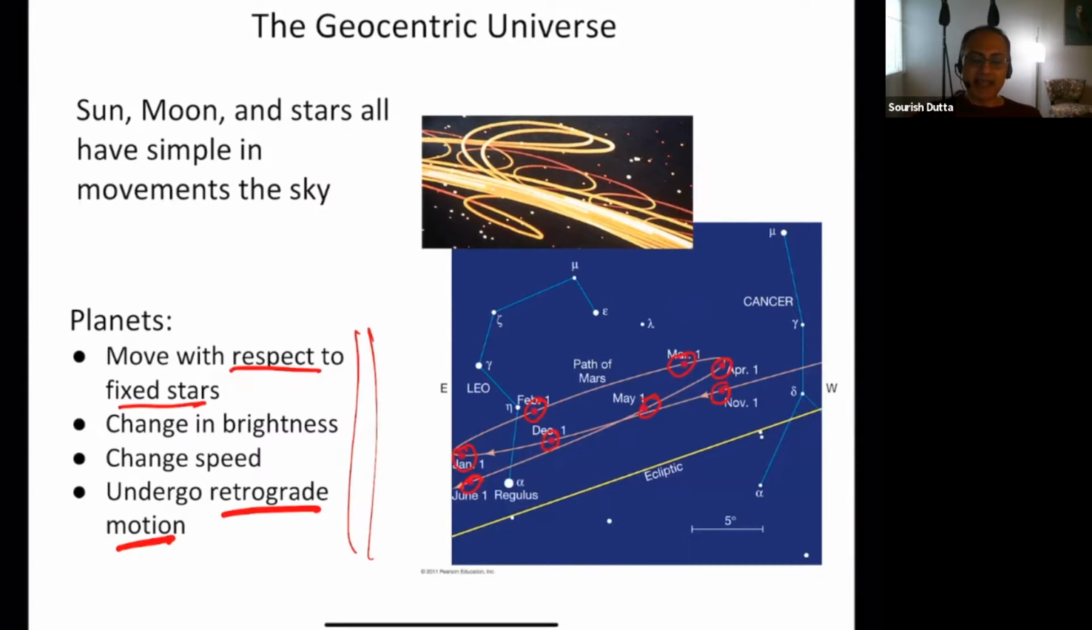In fact, the name planet comes from a Greek word, planeteer, I believe. Planeteer, if I remember correctly. Probably, don't quote me on this, which basically means wanderer. That's where the word planet comes from.